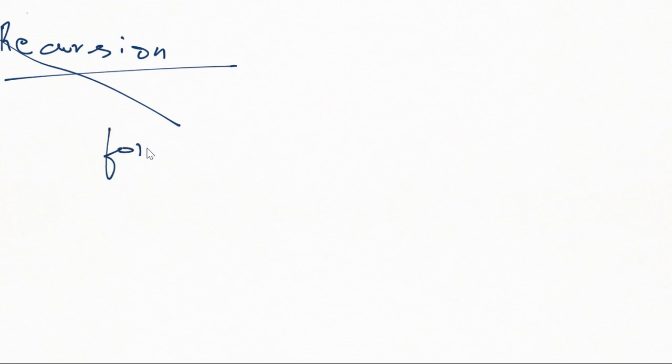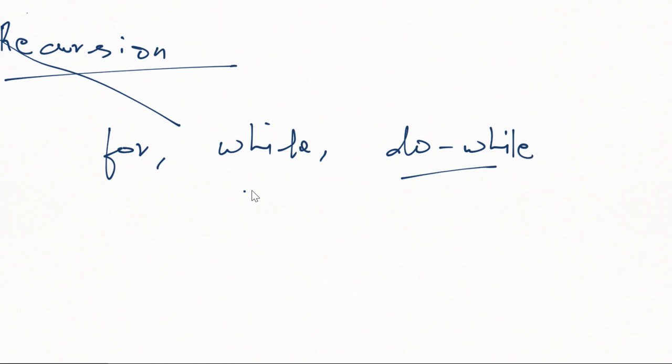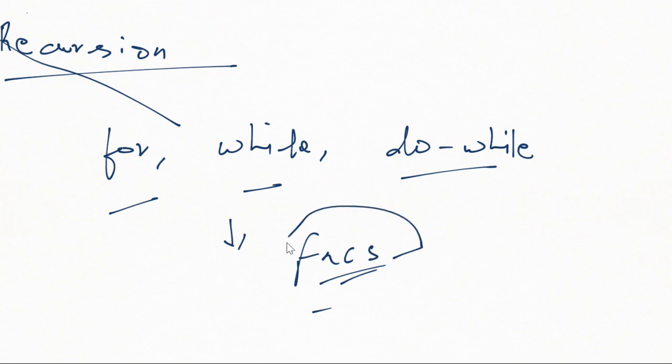As we have seen that there are three loops: for loop, while loop, and do while loop. So instead of using these loops, what we did was we were using functions. Now, instead of calling these functions again and again through a loop, we can call these functions directly again and again, and this calling of a function is known as recursion. So what do we mean by recursion?